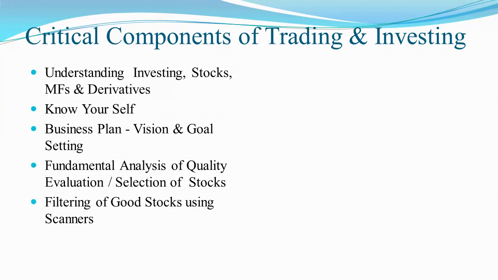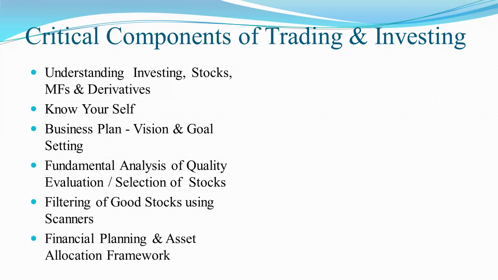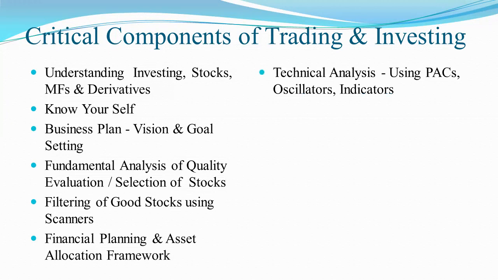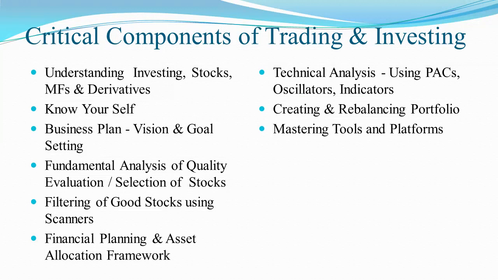Filtering is important because unless you filter the stocks, you may end up buying something which may not be the best one. Asset allocation is important: how much to buy, what equity to buy, what mutual funds to buy, whether to invest in gold, whether to invest in real estate. We'll see that. Technical analysis using price action charts, oscillators, indicators, volumes, price volume. Creating a portfolio is important, and rebalancing and recrunching your portfolio is important.